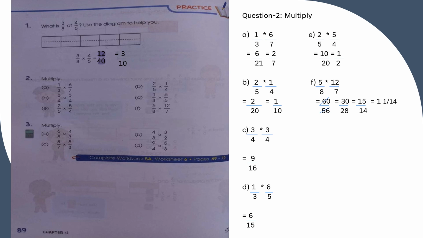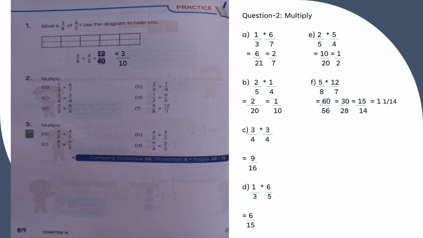Now in question number 2, we have to multiply, and we have different parts. So starting with part A, we have 1 over 3 multiplied by 6 over 7. So 1 multiplied by 6 is 6 in the numerator, and 3 multiplied by 7 is 21 in the denominator. Now this fraction can be reduced with the help of the table of 3, because 3 multiplied by 2 is 6 and 3 multiplied by 7 is 21. So 2 over 7 is our answer.